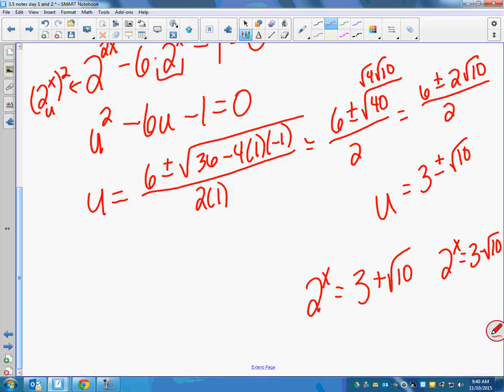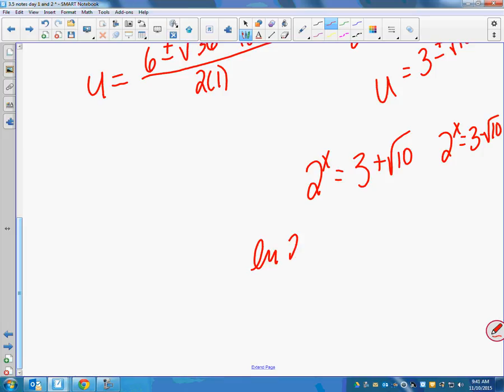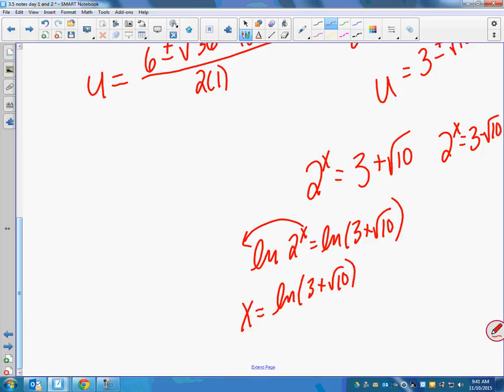Questions on getting up to this point? What would I do now to both sides to get that x out of the exponent? What did we do yesterday to solve this? ln both sides. So I'm going to say the ln of 2 to the x equals the ln of 3 plus the square root of 10. Bring that x out front and divide that over. So I'm going to say x equals ln of 3 plus the square root of 10 all over ln of 2. That's my exact answer. And then I can plug that in my calculator.